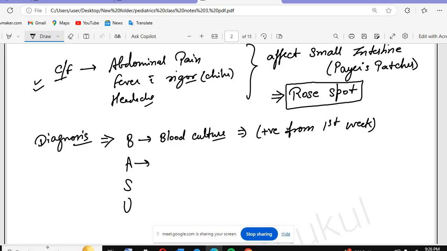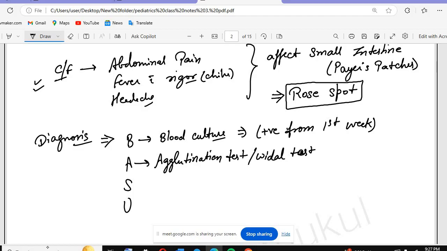Then the second is the agglutination test. In the agglutination test, we have another name that is known as the Vidal test. And I hope every one of you knows that we do one test for typhoid fever and we call that test the Vidal test.